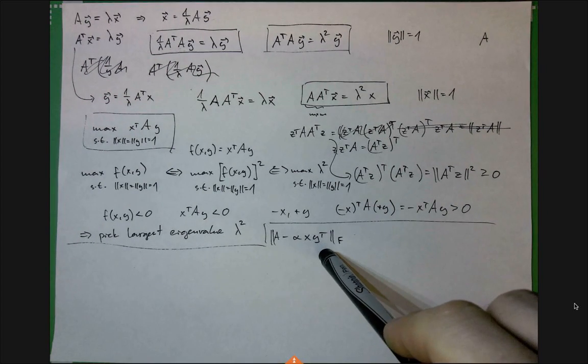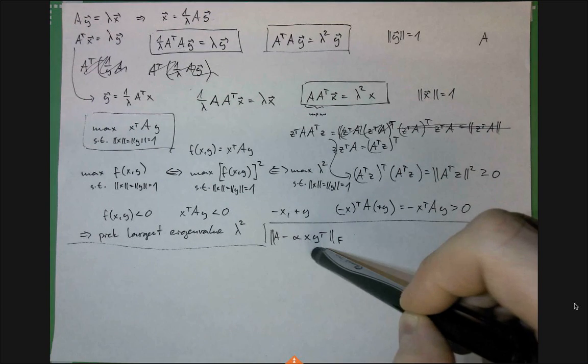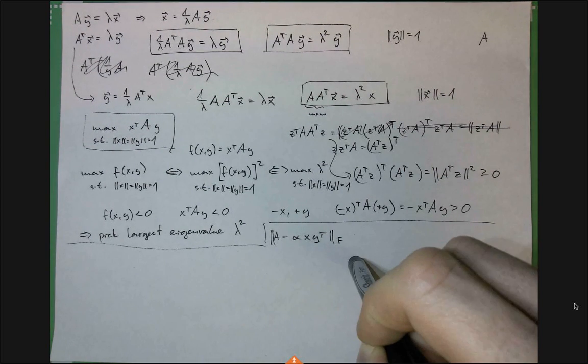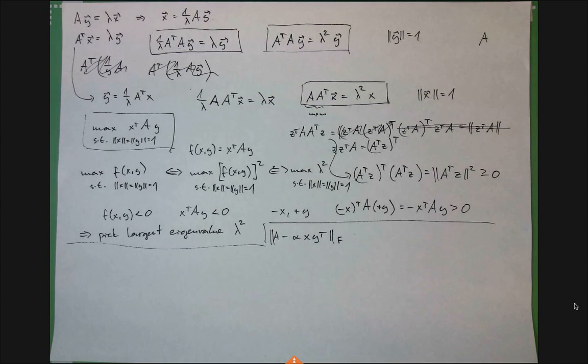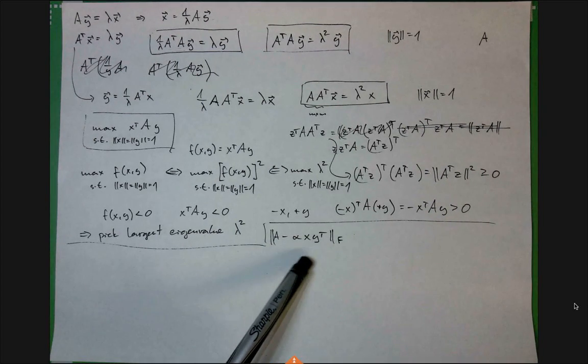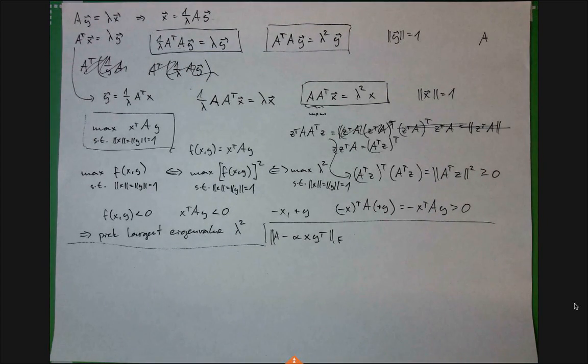The x and y would be the same. The x would be the left singular vector and y would be the right singular vector. And what do you think would be the optimal alpha there? I'm not going to discuss that in detail because we already talked about this. I just want to tell you the answer.